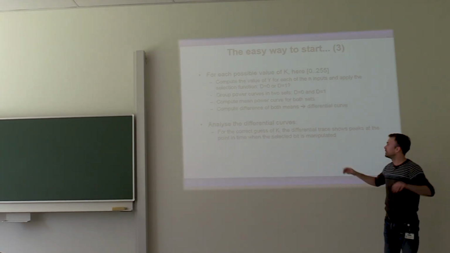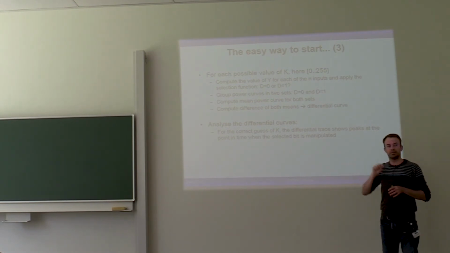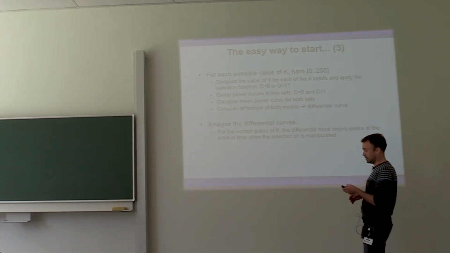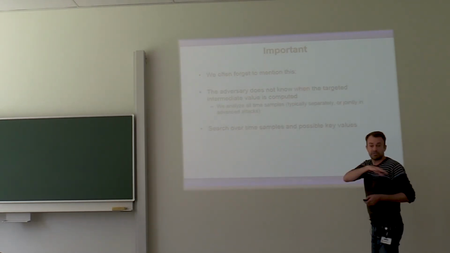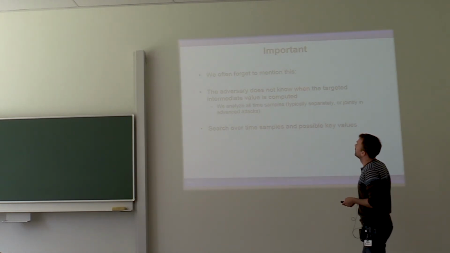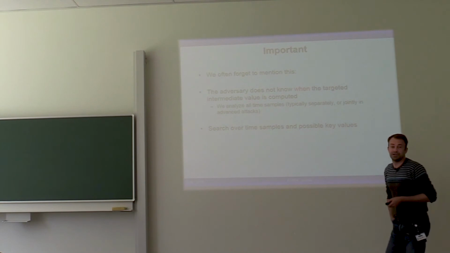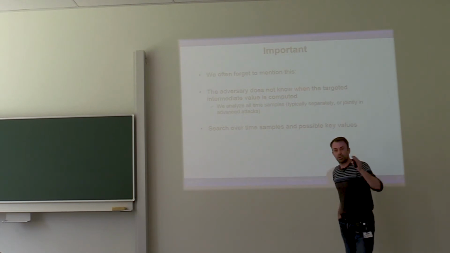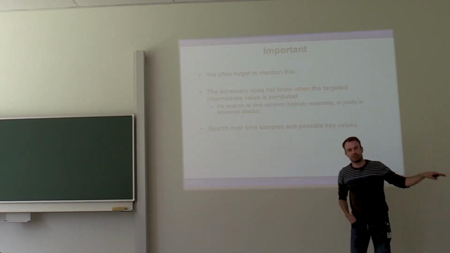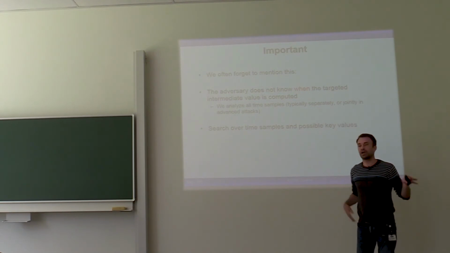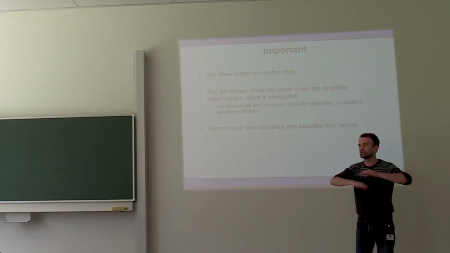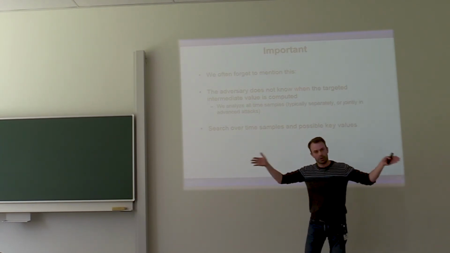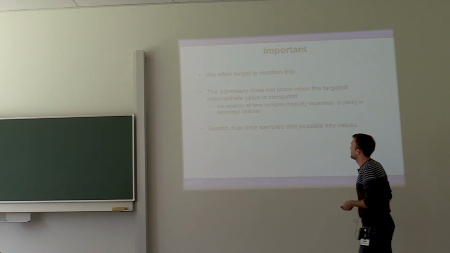at that time index, when this selected bit, this D that we were focusing on, is manipulated. That's the idea. And for all the other key guesses, this differential curve will be more or less flat. The adversary does not know where in time, in which clock cycle, this intermediate value is processed, so we have to analyze all of them. Most of them will be completely meaningless and unrelated, but there will be a few points in the time domain that give us relevant information.